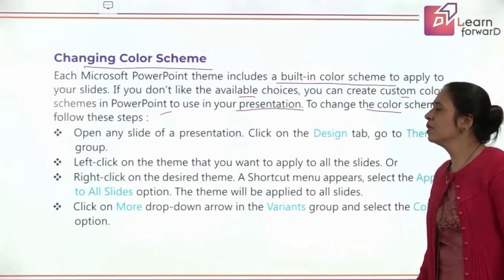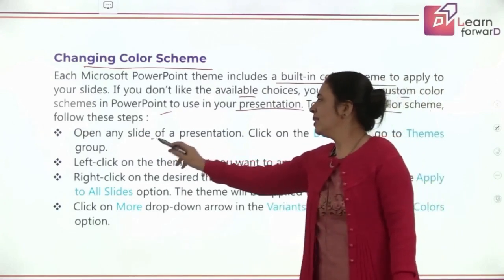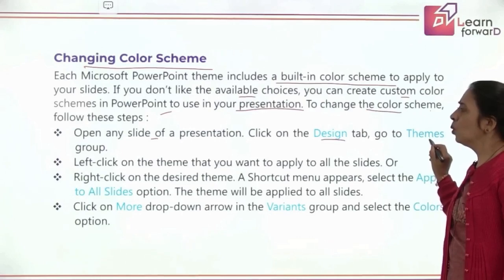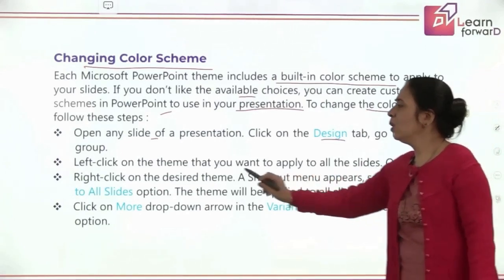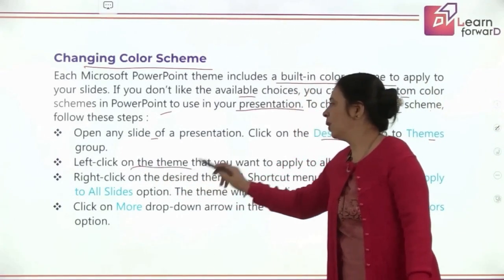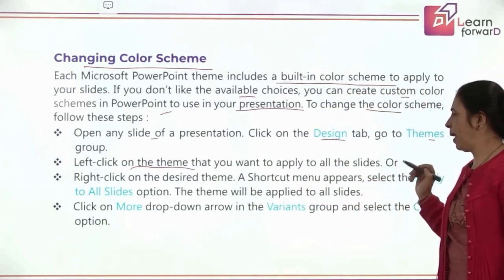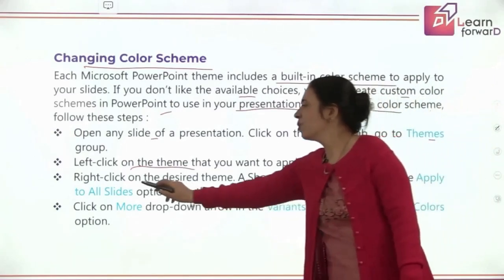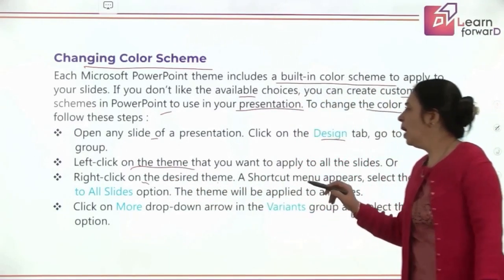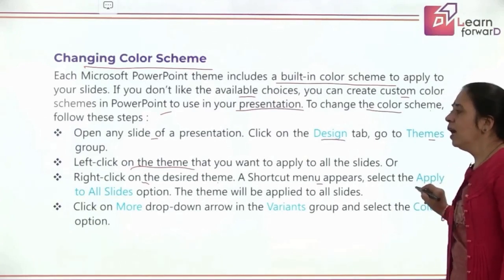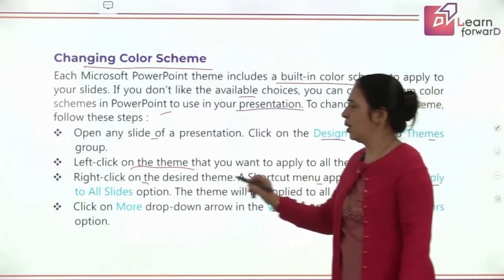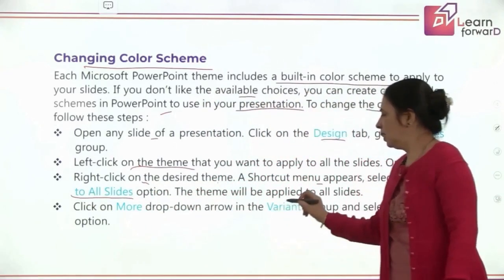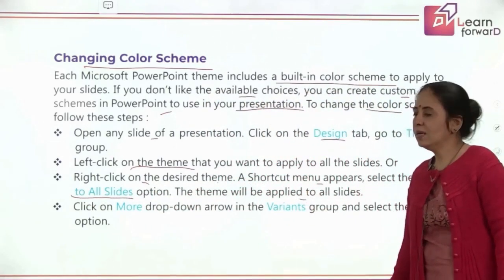What are the steps? First, open any slide of the presentation, click on the design tab, go to the theme group, then left click on that particular theme which you want to apply, or there's another way to do it. How to do it? Just right click on the desired theme, a shortcut menu will appear, and then you can click on the apply to all slides option. The theme will be applied to all the slides.